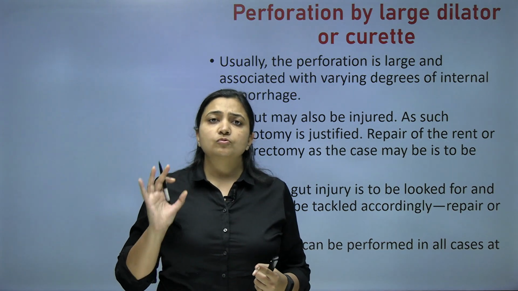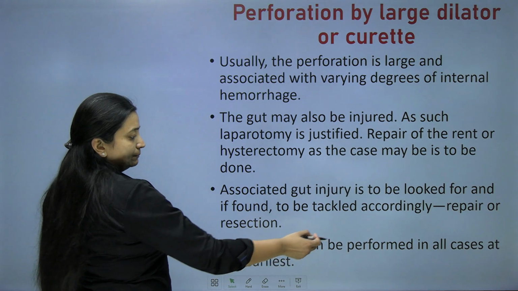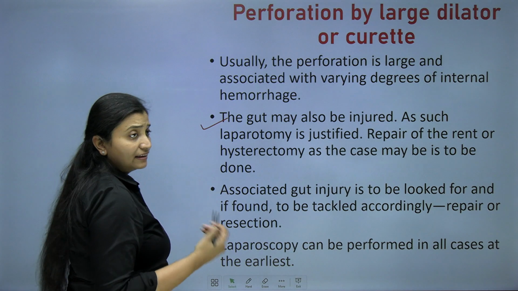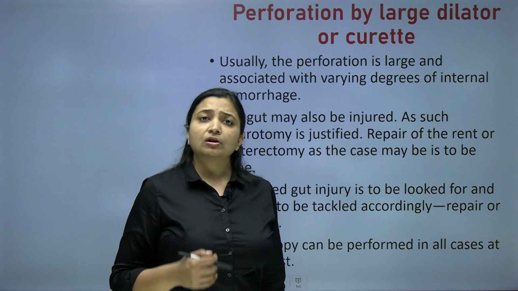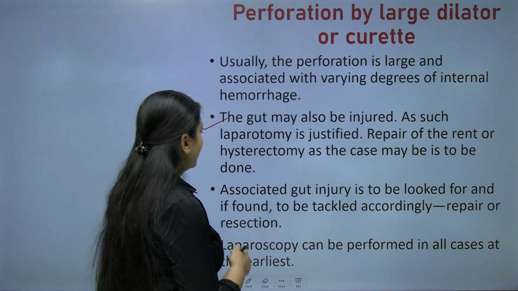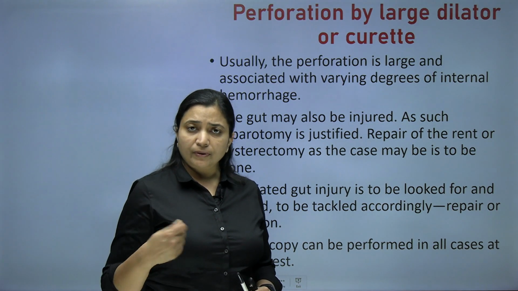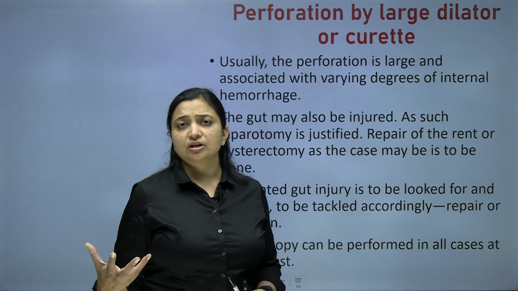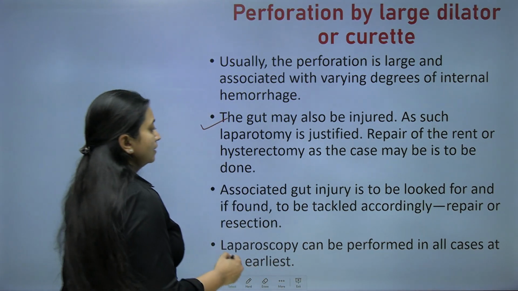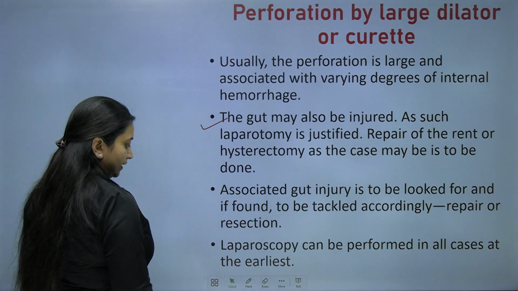First of all, laparoscopy. Put a laparoscope and see what has happened, right? So laparoscopy can be performed in all cases at the earliest. If the gut was injured and anything else was injured, go for a laparotomy or a laparoscopic repair of that rent, whatever you have created. Uterus, if it has healed, it is okay, or you repair the rent, or sometimes in cases of torrential bleeding or major perforations, hysterectomy may also be warranted. Associated gut injuries to be looked for and if found to be tackled accordingly.